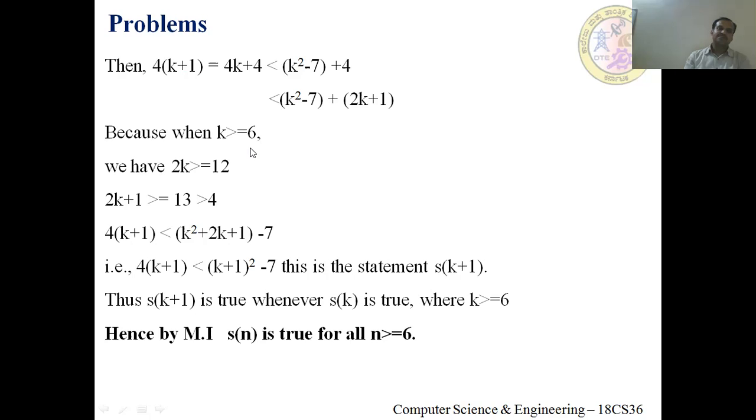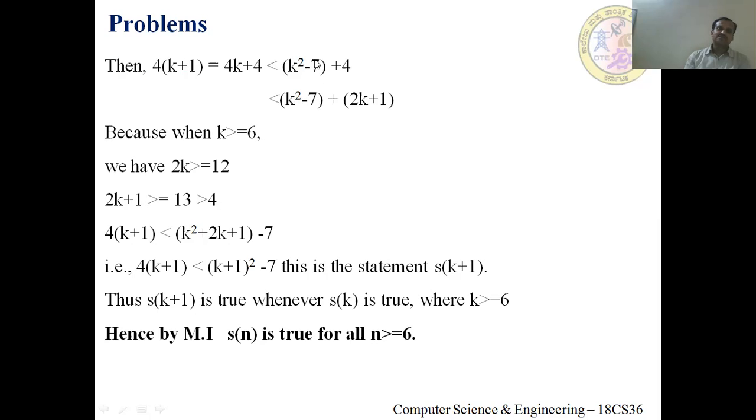All of you know that when k is greater than or equal to 6, multiplying by 2, 2k is greater than or equal to 12. Add 1 on both sides, definitely 2k plus 1 is greater than or equal to 13. If 2k plus 1 is greater than or equal to 13, obviously it has to be greater than 4. Another way of saying the same is 4 is less than 2k plus 1. That means 4k plus 4, 4k is less than k square minus 7 plus 4, which is less than 2k plus 1.